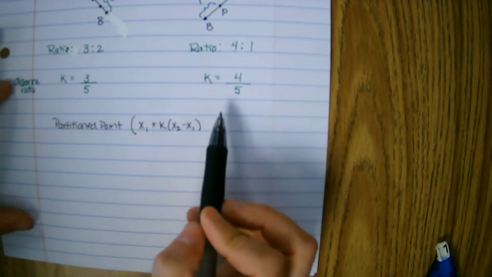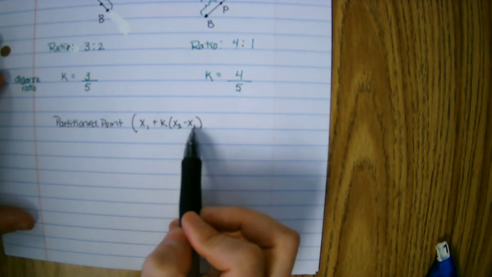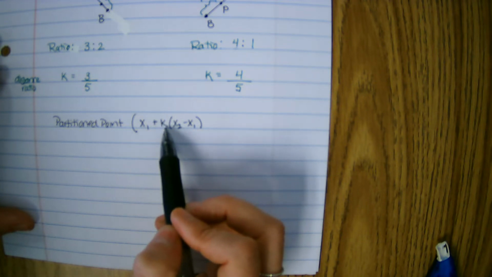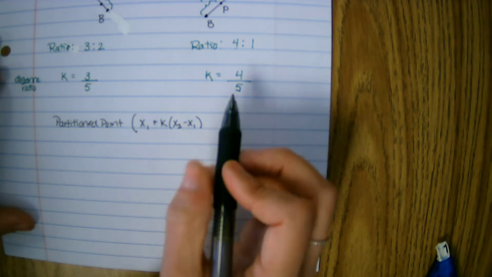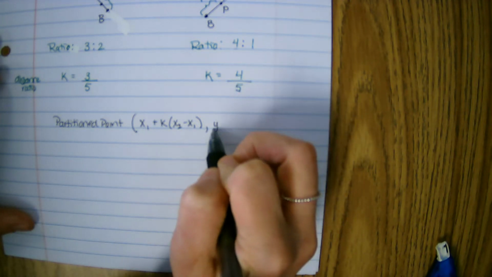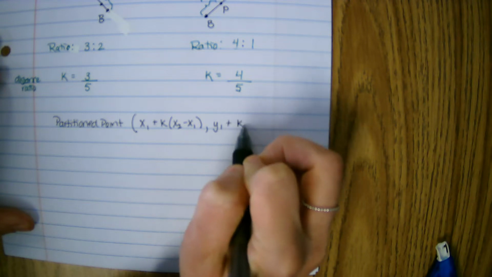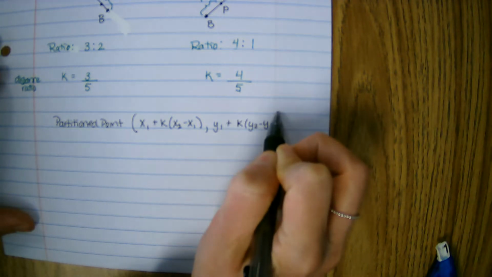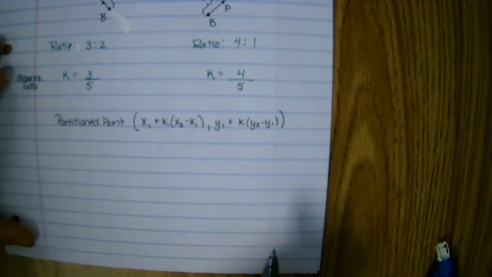So think about it as you're finding the distance here. You're taking the second x value minus the first x value. And then your distance ratio is how far along that segment you want to go. And then the y values will be the same. So y sub 1 plus k times y sub 2 minus y sub 1. And that's going to be your ordered pair.